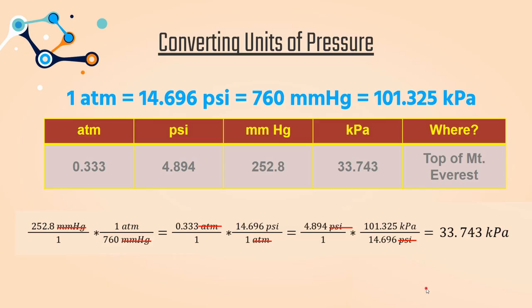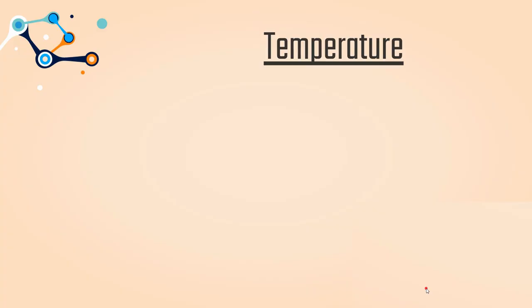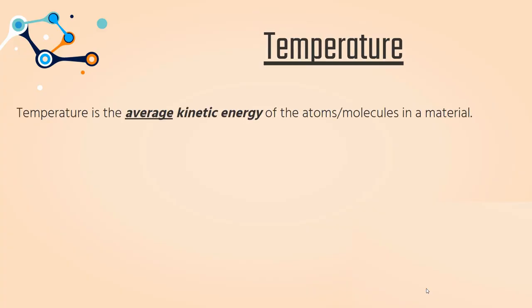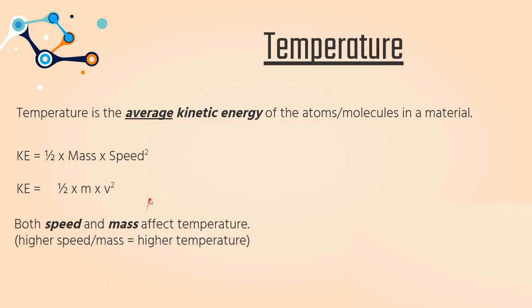Now let's head on over to temperature. Temperature is the average kinetic energy of all of the atoms or molecules in a material. Now, kinetic energy is actually related to both the mass and the speed or velocity of those particles. So both mass and speed affect temperature.